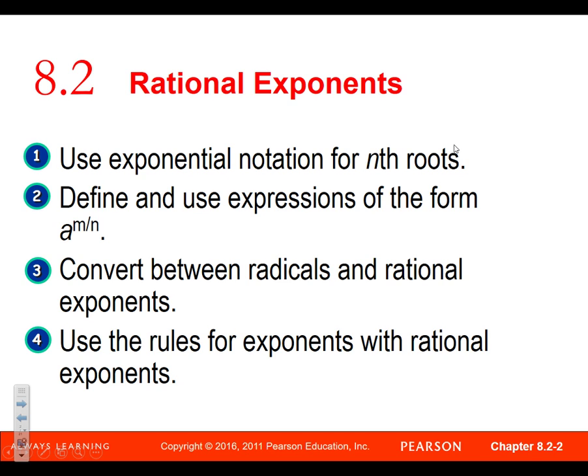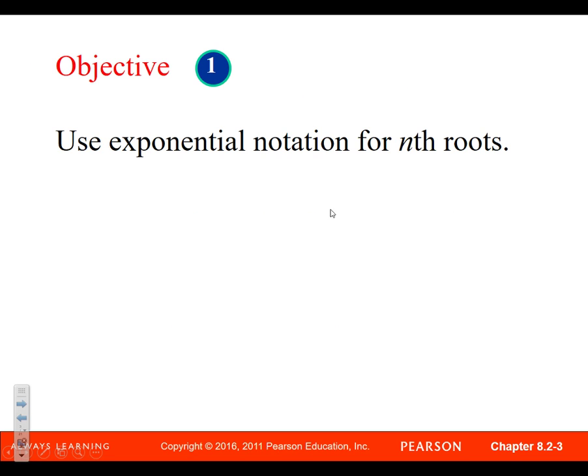So we're going to use exponential notation for nth roots. We're going to define and use the expression in the form of a to the m over n. Convert between radicals and rational exponents, and use the rules for exponents with rational exponents. So it's another laid back lesson. I know some people were able to do the first one without even listening to the lecture. So let's talk about using exponential notation for nth roots.